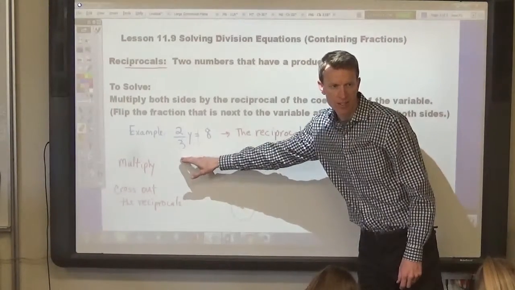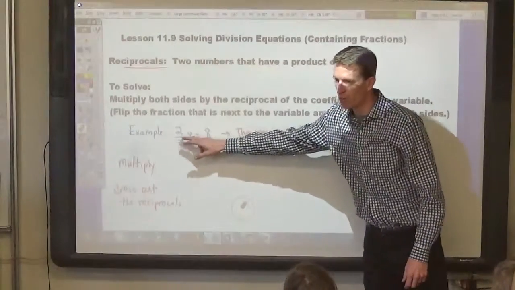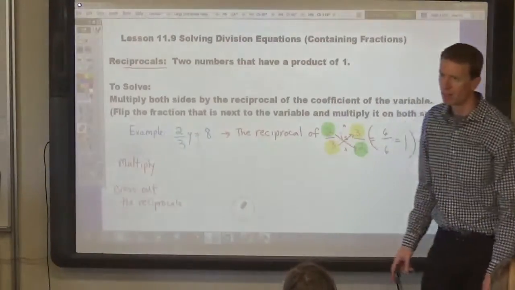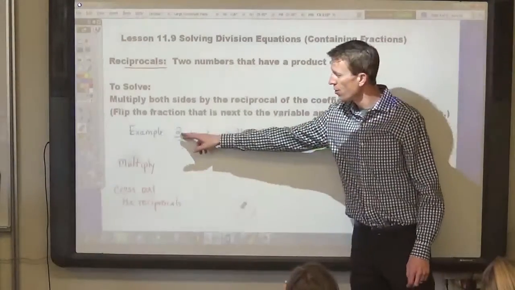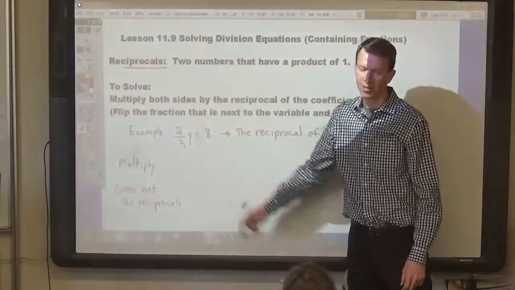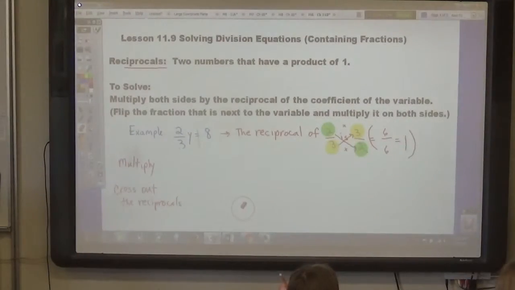Okay? 2/3 is a way of writing 2 divided by 3. But really, it's also a multiplication equation. 2/3 times y. So remember, multiplication and division are related. They are very close to each other. Okay? They're kind of the same thing, but just written differently.